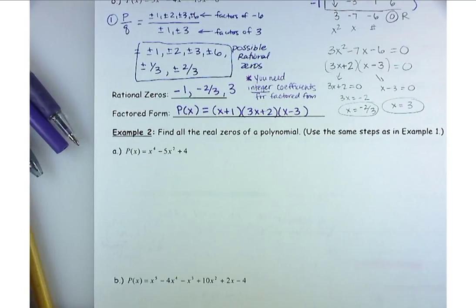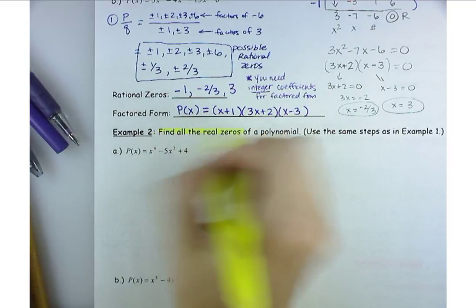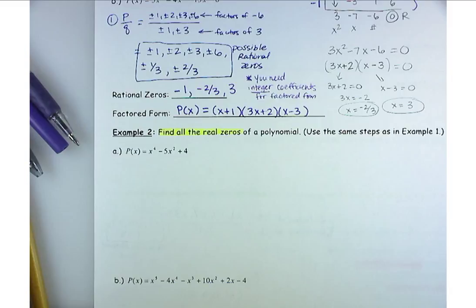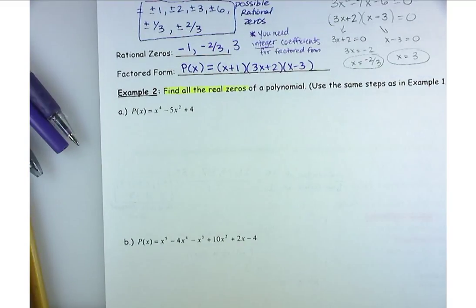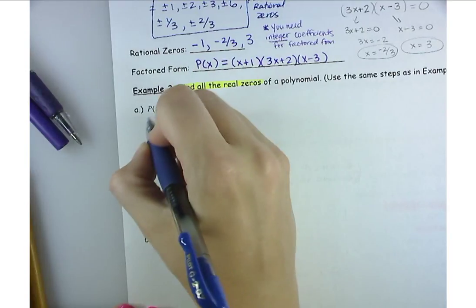Okay, so for example 2, this one says find all the real zeros. When it says find all the real zeros, that implies that you could have rational zeros and irrational zeros, but you might not. They might all be rational or they might be a mix, so it just depends. So we're going to use the same steps as in example 1, but some of them are actually special cases. So we're actually going to do part A 3 different ways. Okay? So we're going to start off doing it just the way we did before. So this will be method 1.